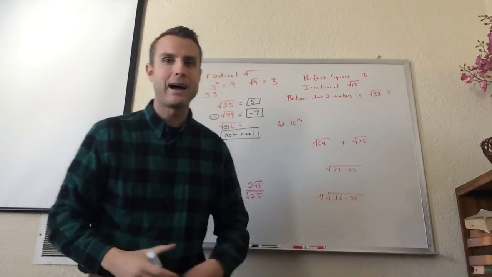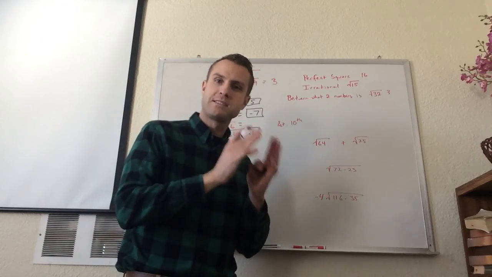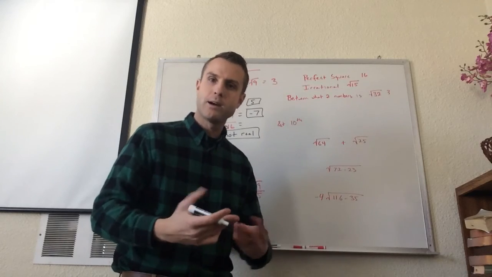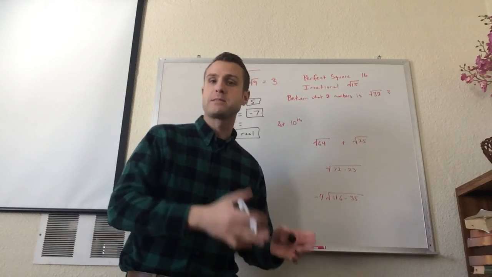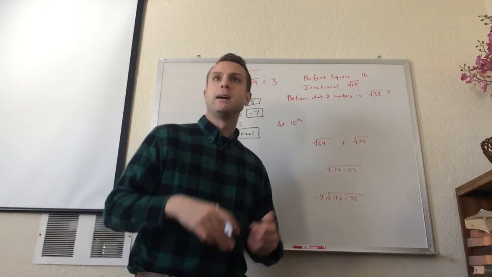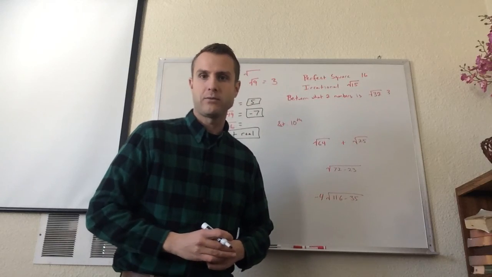I could do the same thing with 9, the same thing with 25. Any number that has 2 of the same numbers that multiply together to equal that number, we call a perfect square. So 25 is the perfect square because 5 times 5 equals 25. 64 is a perfect square because 8 times 8 equals 64.